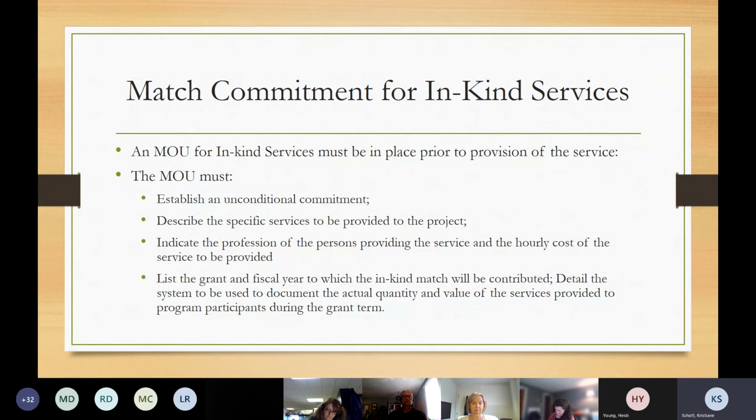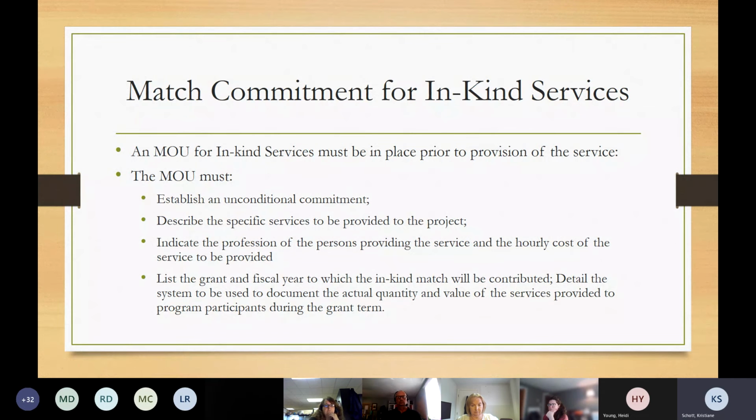It has to describe the services specific to the project, talk about the qualifications of the persons providing the services, the scope of those services, how many people are going to be served by those services, and what grant year and grant term those services will be provided, including details of the actual quality and value of the services provided to those program participants.